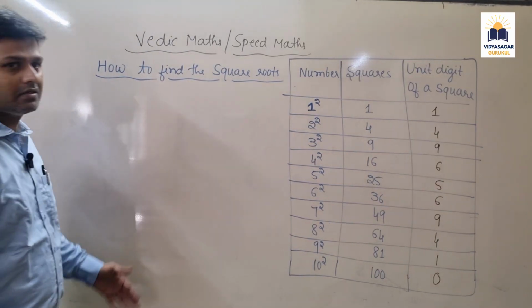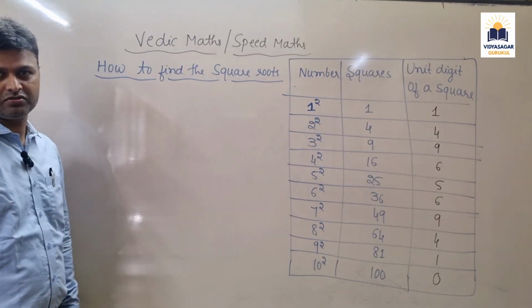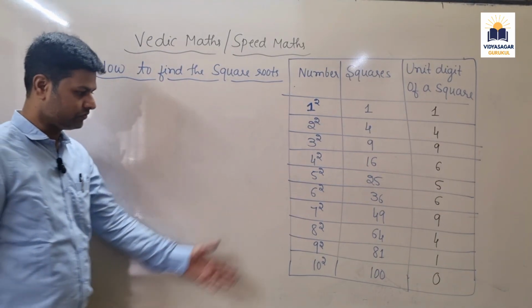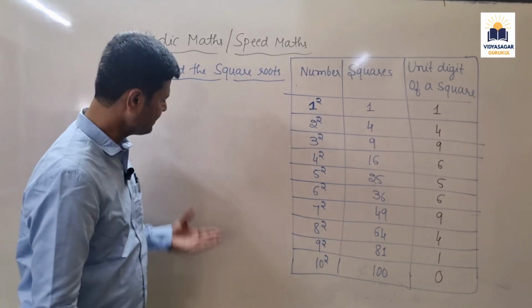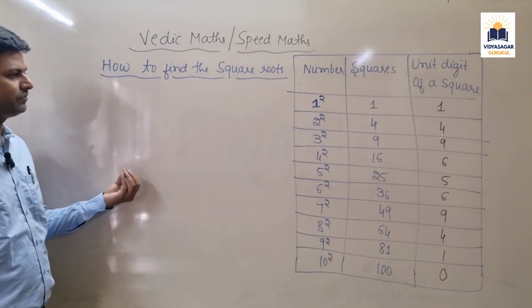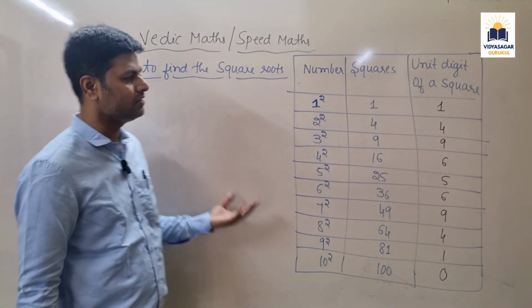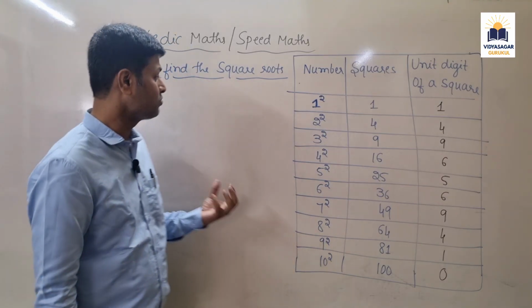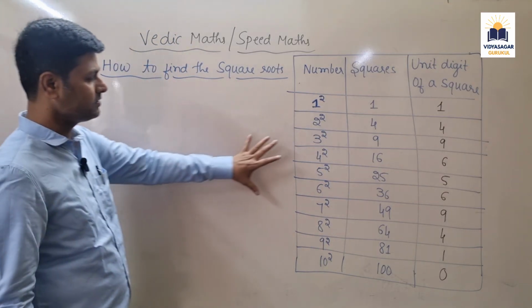So today's class is how to find the square roots. This is the table. Within 1 or 2 seconds, or within 3-4 seconds, you will get the squares and how to find the square roots. So this is the table.